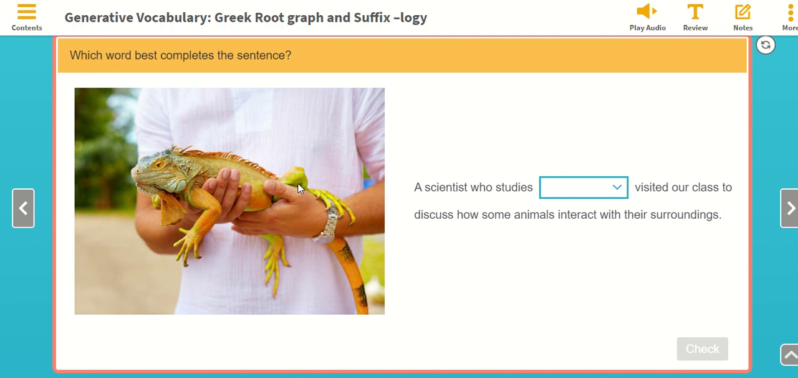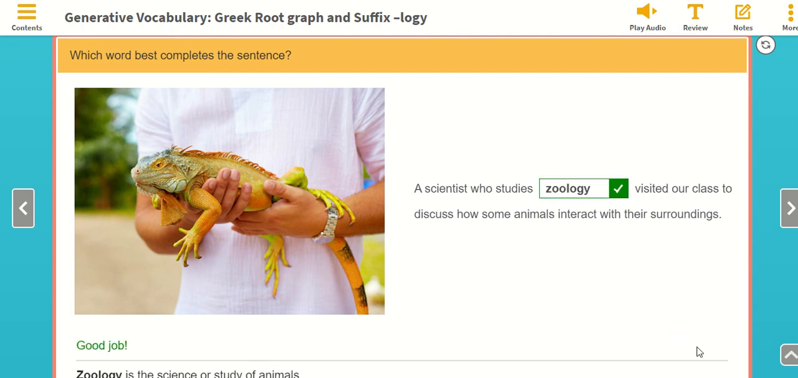Which word best completes this sentence? A scientist who studies blank visited our class to discuss how some animals interact with their surroundings. We know that the suffix logy deals with the science or study of something. So which word part means to study animals? Tech, zoo, or geo? If you chose zoology, you are correct.